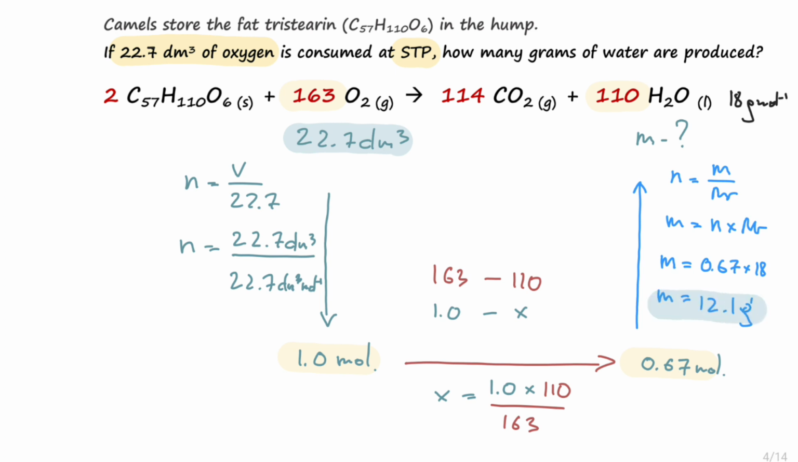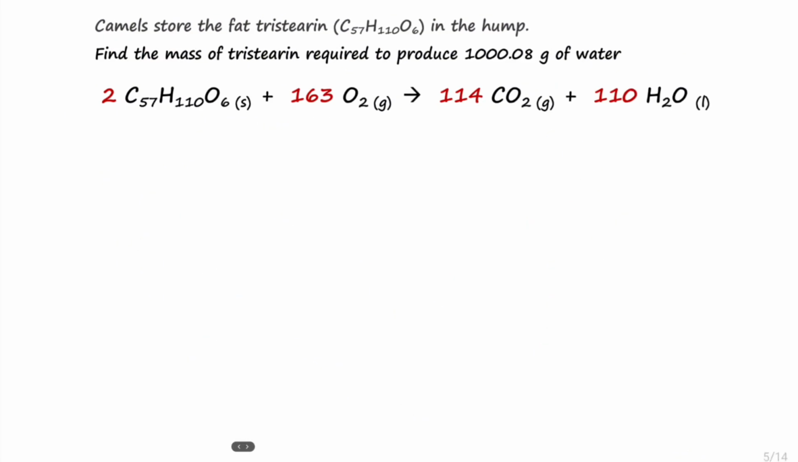Okay, guys, so if you spend this number, 22.7 decimeter cube of oxygen, you will produce 12.1 gram of water. In the first step, you will find the number of the mole. In the second step, you will do proportion between the coefficient and the number of the mole. And in the third step, you will do reverse calculation because they ask you for mass number. That's why you will find the mass. Okay, so let's move to the next question.